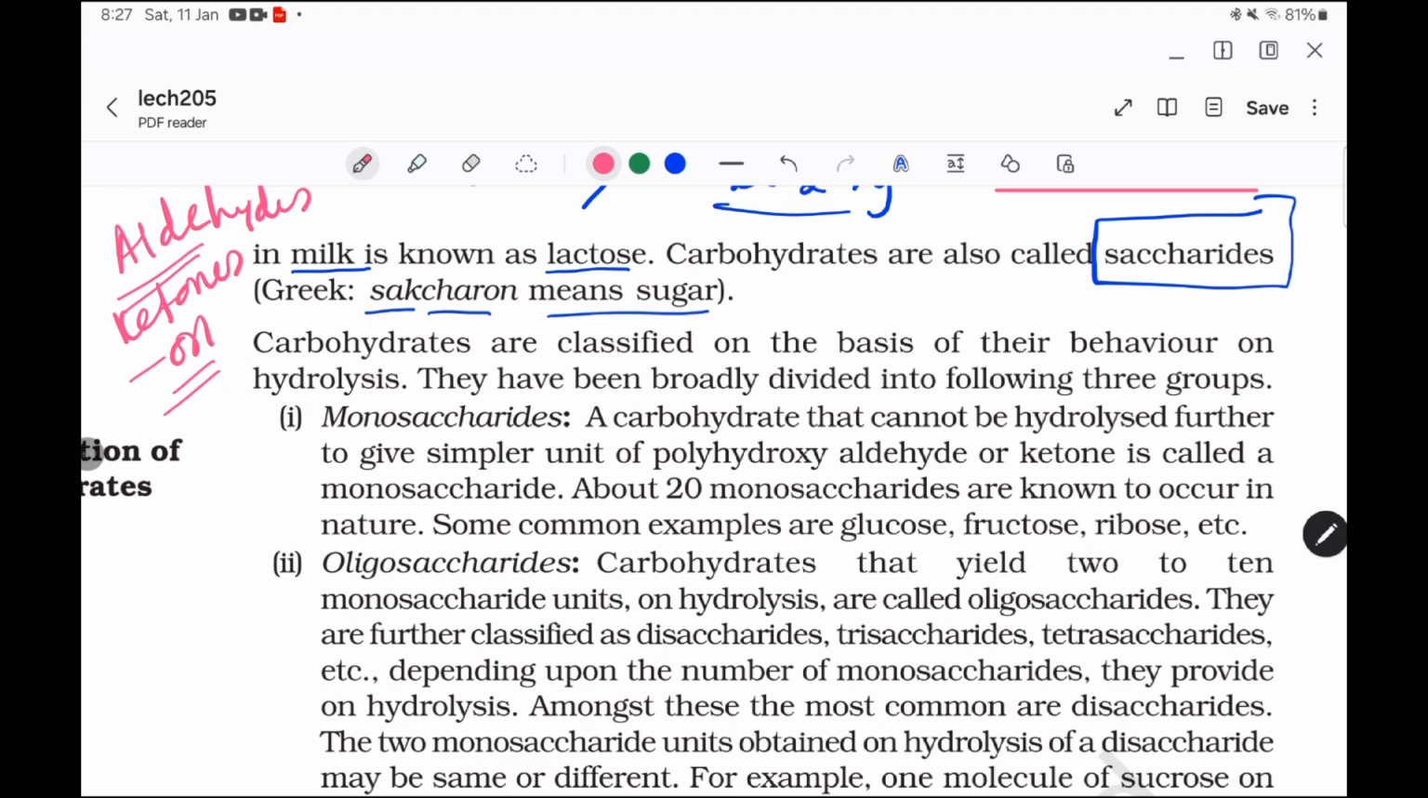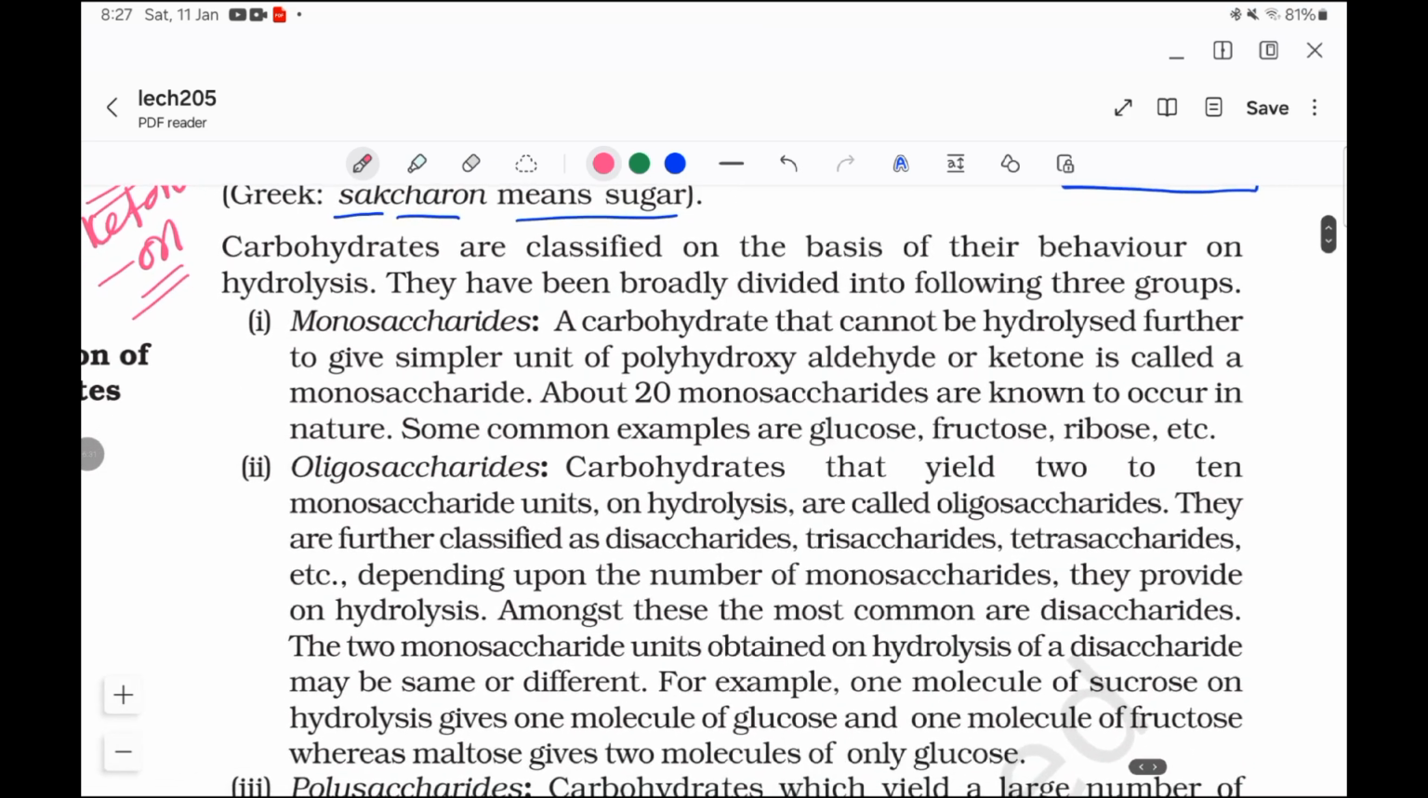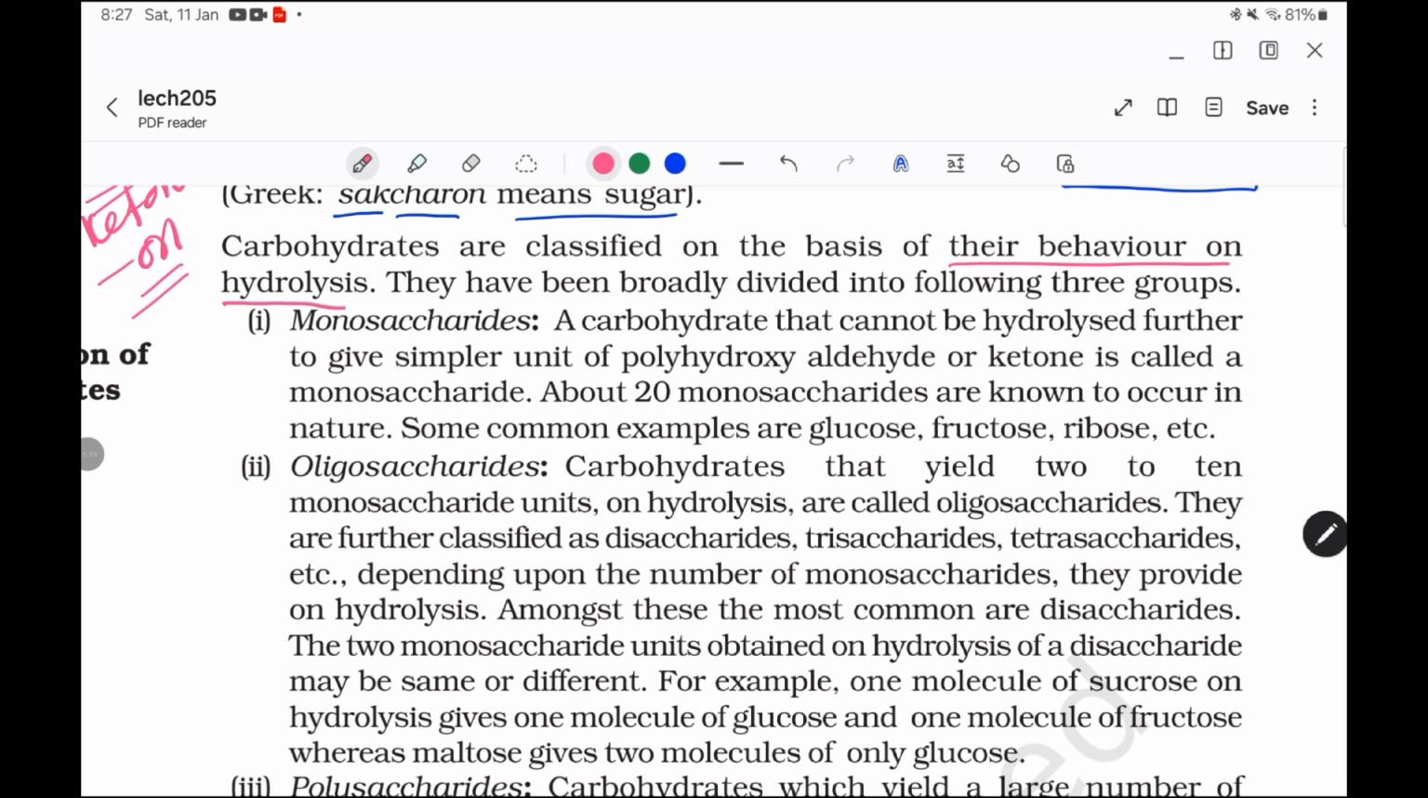Let us understand the classification of carbohydrates. Carbohydrates are classified on the basis of their behavior towards hydrolysis. When we add water, boil it, and add an acid or a base, they break down into small molecules, or sometimes they do not break down. It's not necessary that every time they break down.